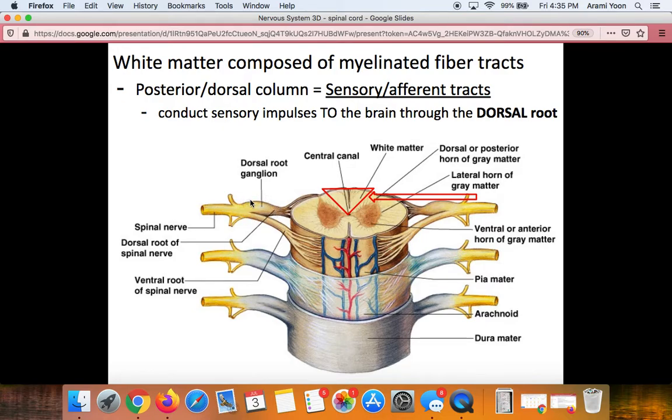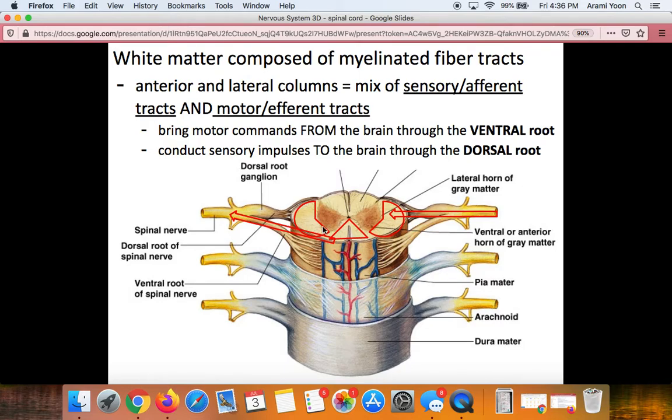That bulge is called the dorsal root ganglion, and this is where we're going to see the synapses for a lot of these sensory neurons. They're going to connect to additional neurons right in here. But what's going to happen is this is the dorsal branch of the spinal nerve once it branches to then connect to the spinal cord. So sensory information is coming through the dorsal root and then going up to the brain through the dorsal column of the white matter.